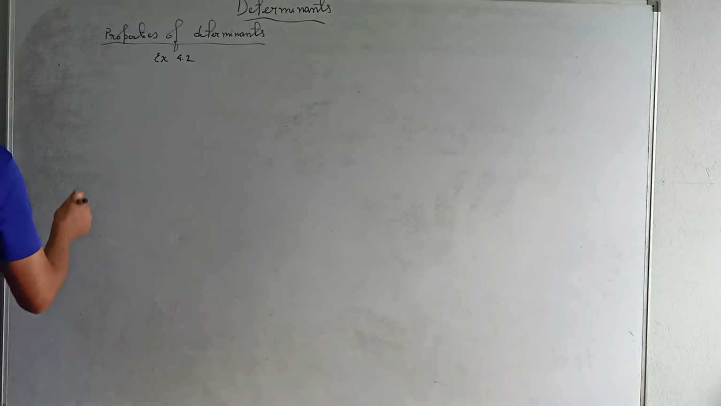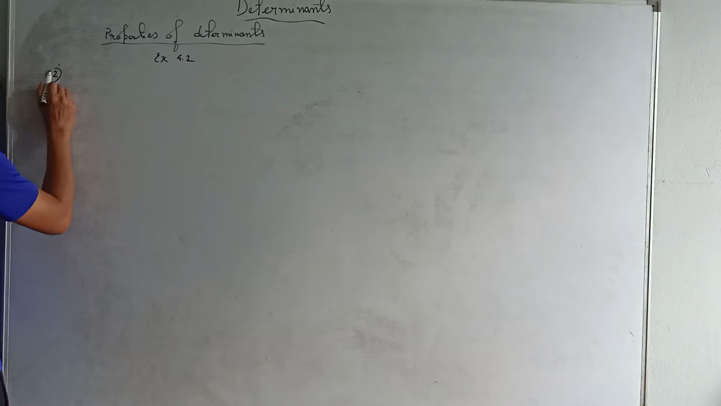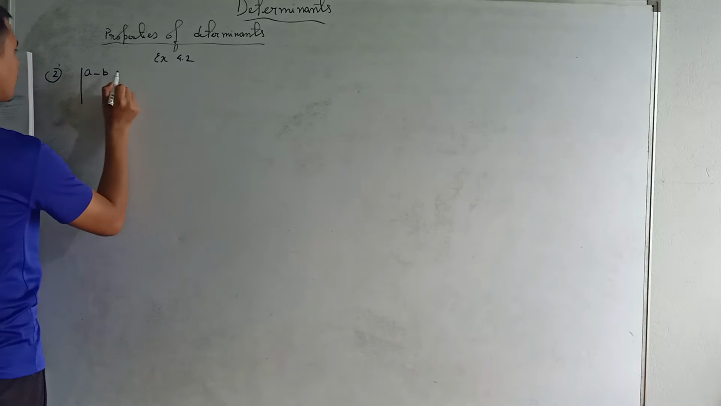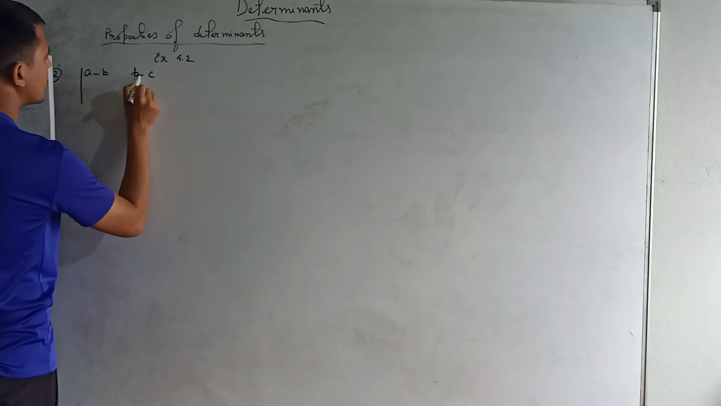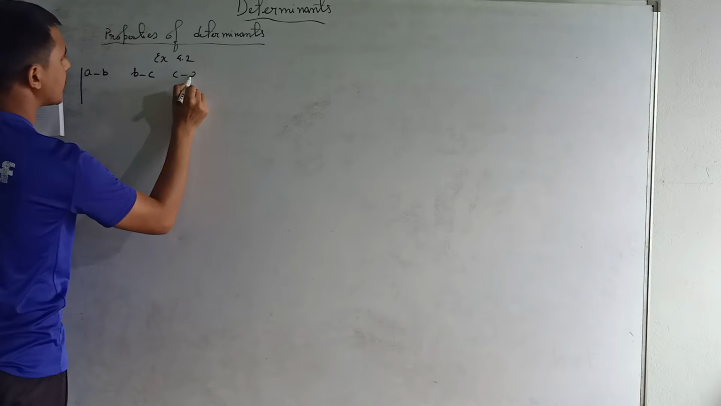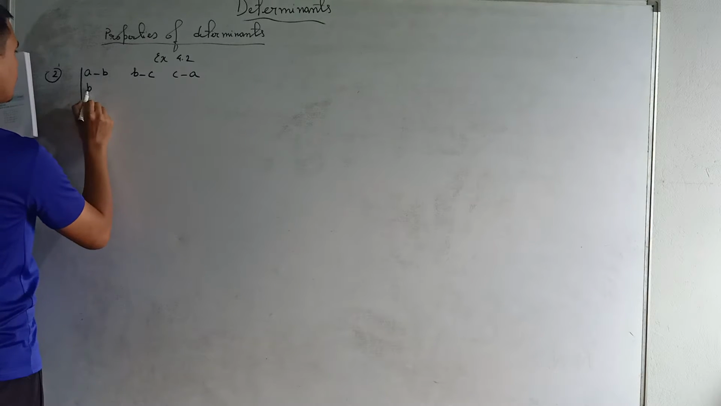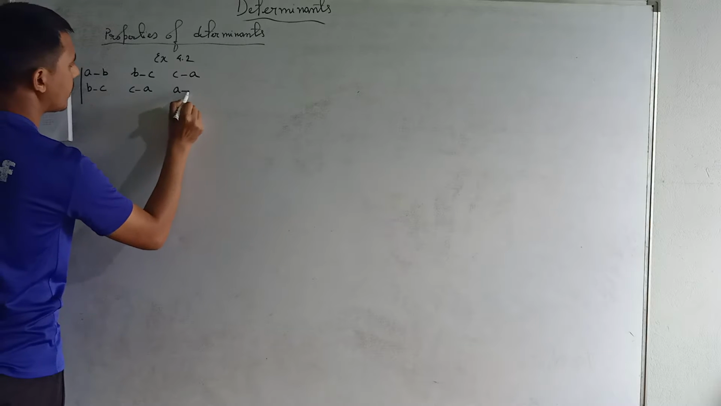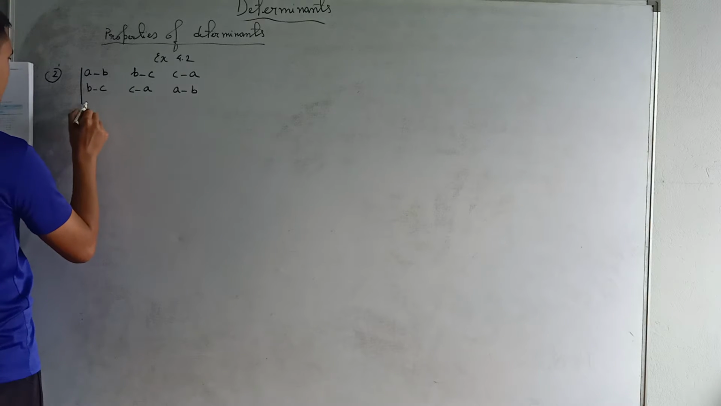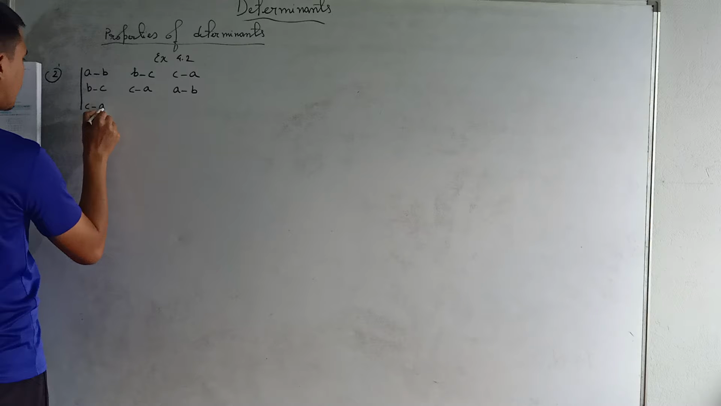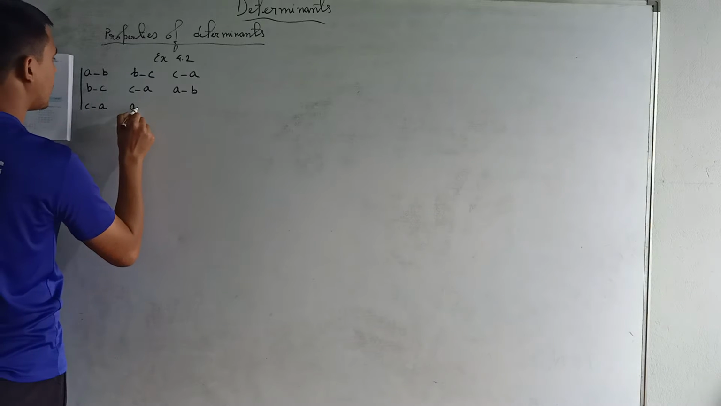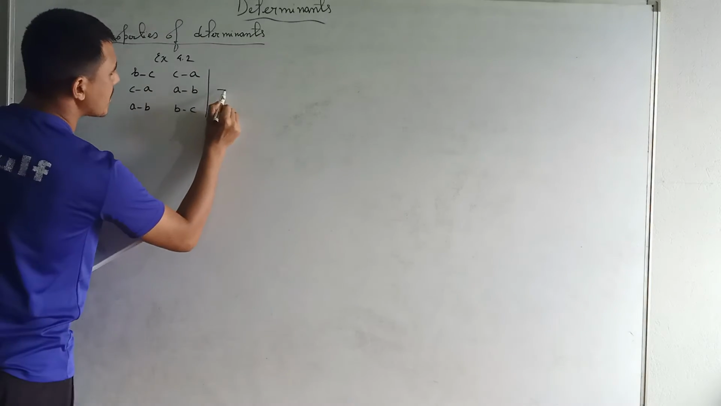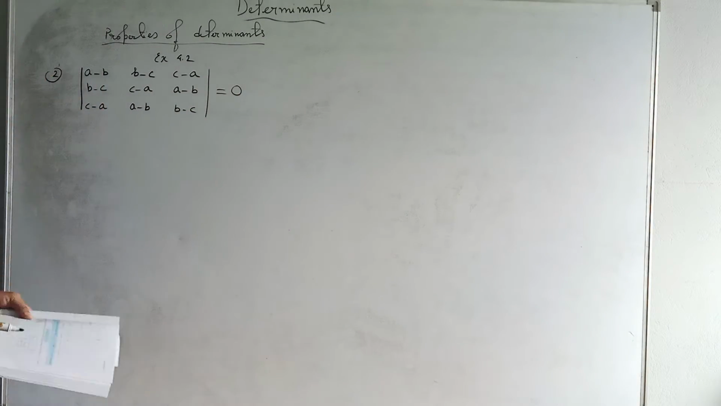Now we go for number 2, exercise 4.2, question number 2. The determinant with rows: A minus B, B minus C, C minus A; B minus C, C minus A, A minus B; and C minus A, A minus B, B minus C. You want to show that this is equal to 0, right? Okay.